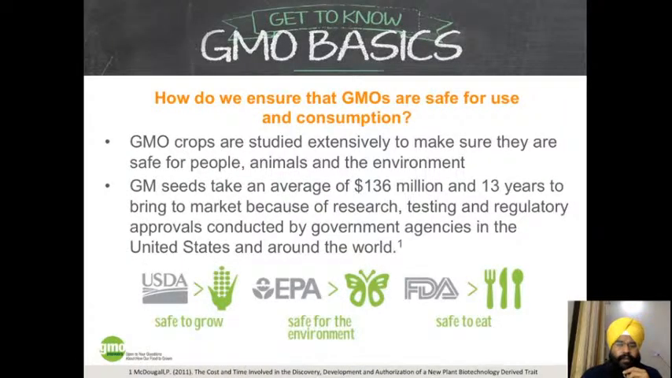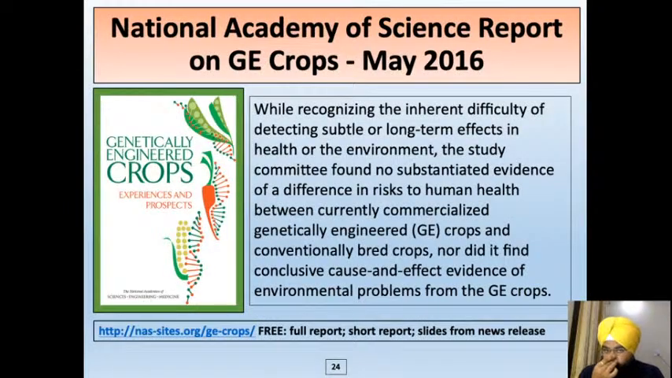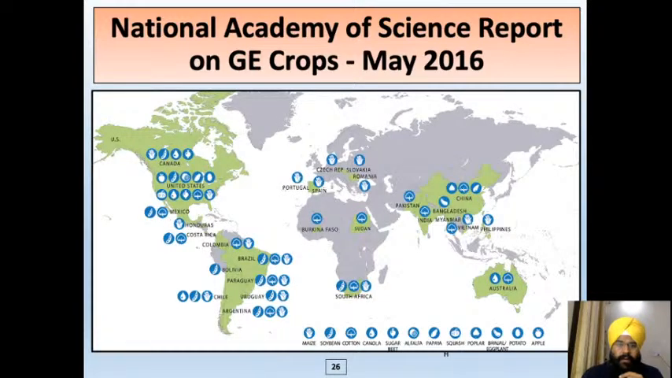So how can we ensure that GMOs are safe for use and consumption? GMO crops are studied extensively to make sure that they are safe for people, animals, and the environment. GMOs can take an average of $136 million and 13 years to bring to market because of research, testing, and regulatory approvals conducted by government agencies in the United States and around the world. And these are some National Academies of Sciences reports from various fields, so I will not go through them.